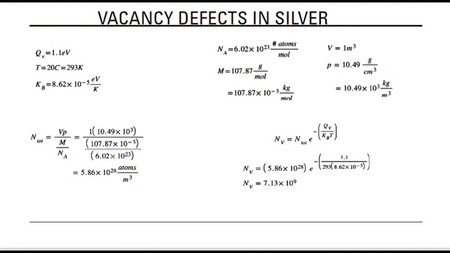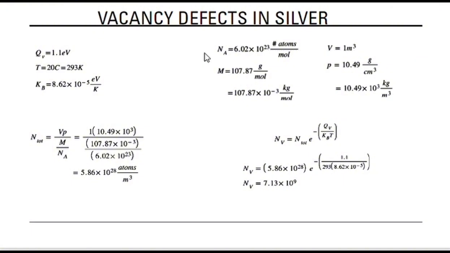To find the first, we need the total number of atoms per cubic meter. That is right here. N_tot is rho times Na over M, rho being 10.49 times 10 to the third power, M being our molar mass, which we have right here, and Na, which we have right here.